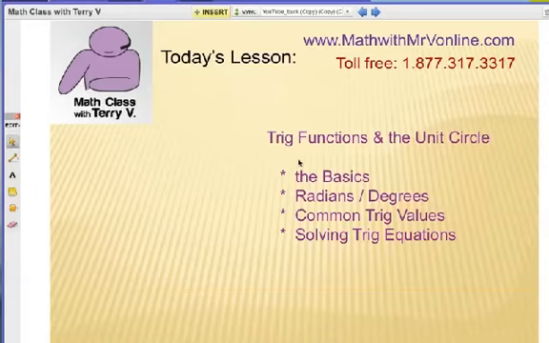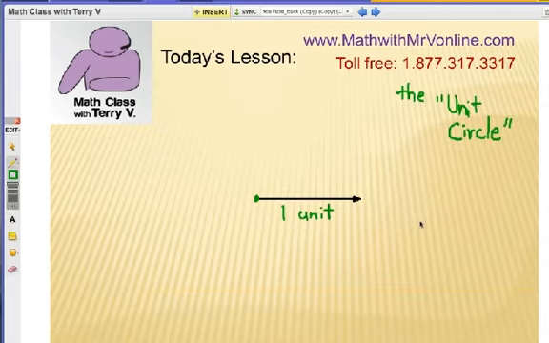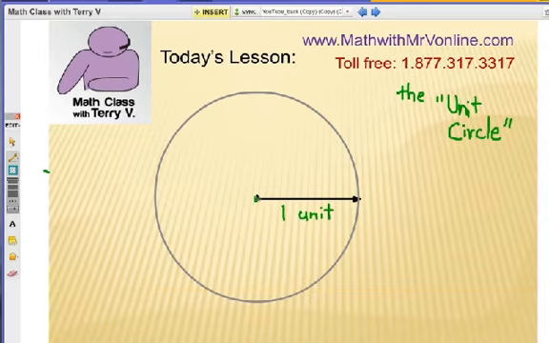Alright, let's get started with the basics of the unit circle. So here's what we mean by the unit circle. Obviously we're going to start with 1 unit of length. We're going to make that unit the radius of a circle, so we have a unit circle, and we are going to be looking at different angles as we rotate this other ray around the circle.